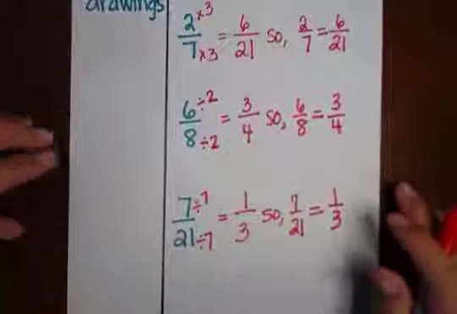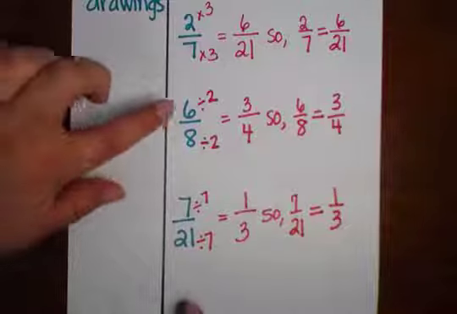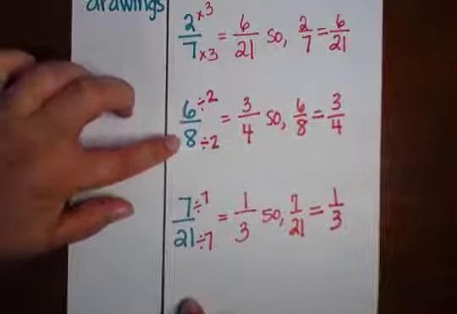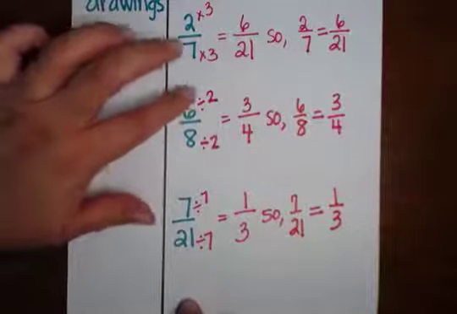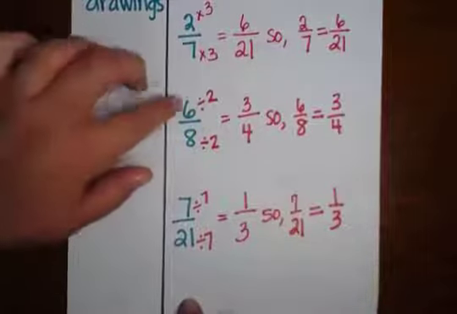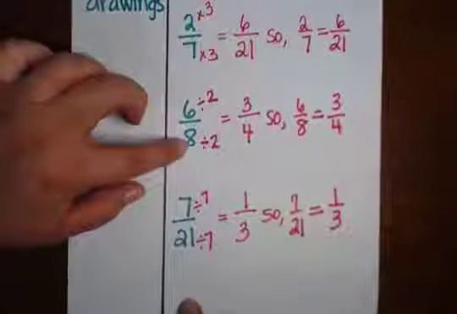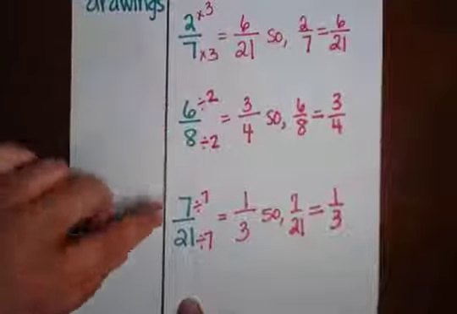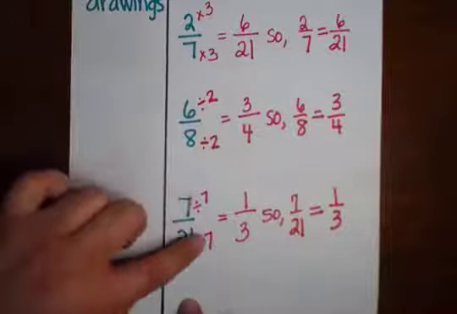So there are two ways to find equivalent fractions. You can either multiply both the numerator and the denominator by the same number, or you can divide the numerator and the denominator by a number that both numbers are divisible by. For example, in this fraction, both the 6 and the 8 are divisible by 2. In this fraction, the 7 and the 21 are both divisible by 7.